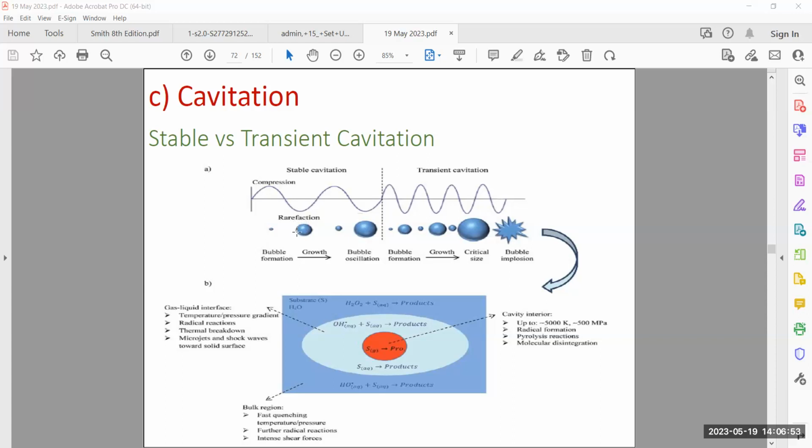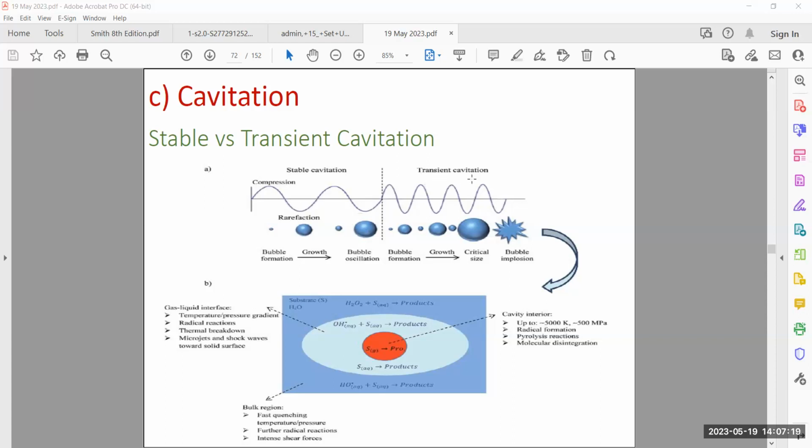The positive frequency will give out compression and rarefaction. At rarefaction, your molecules or bubble formation would be bigger, and at compression smaller, and as it moves further on, the bubble would become bigger and bigger. For a stable cavitation, sometimes it may not proceed to the transient cavitation. Sometimes it stays that way only. Okay, just small bubble, bigger bubble, small bubble, bigger bubble.